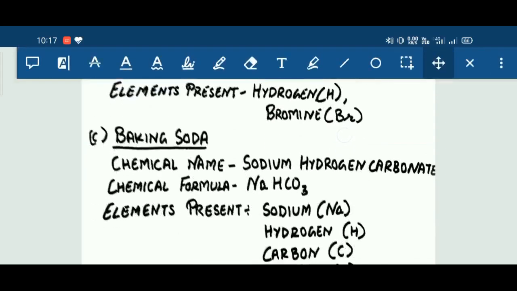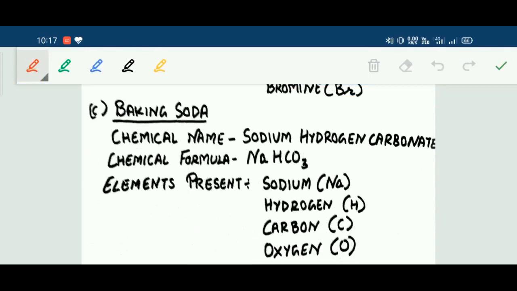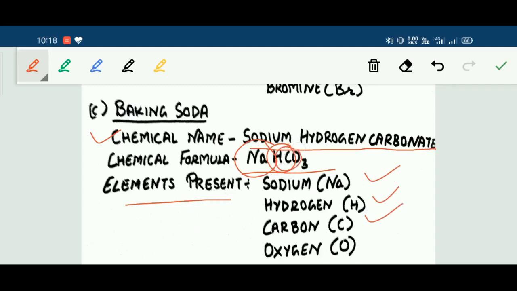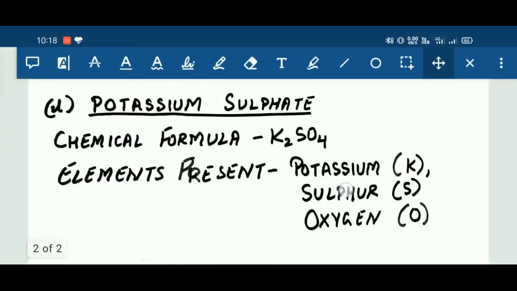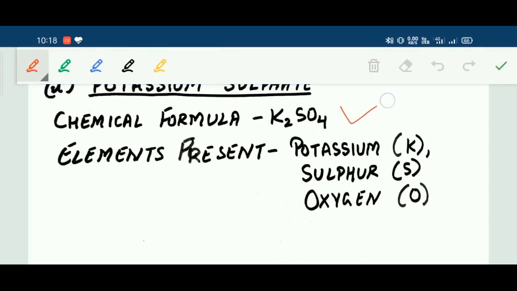Third case, baking soda. Again, first of all, chemical name of baking soda is sodium hydrogen carbonate and its chemical formula is NaHCO3. So the elements present are sodium, Na, H, that is hydrogen, C, carbon, and oxygen, that is O. And the last part, that is potassium sulfate. In this case, write down the chemical formula of potassium sulfate, that is K2SO4. Therefore, elements are K, potassium, S, sulfur, and O, oxygen.